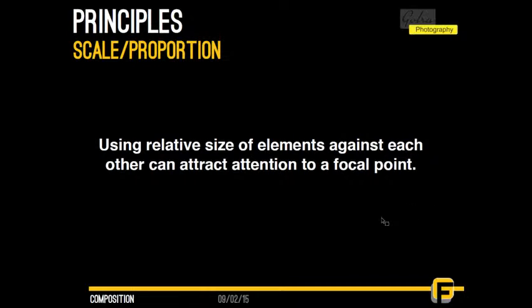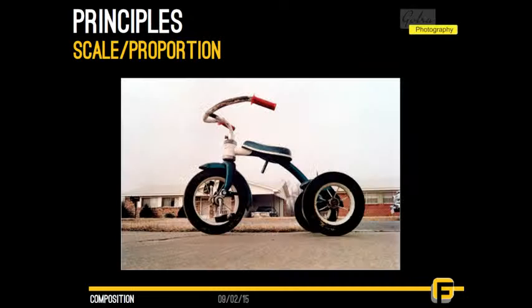Okay, now here we have scale and proportion. What is scale and what is proportion? Scale is basically the size of something. Proportion is the size of two things next to each other. Using the relative size of elements against each other can attract attention to a focal point. So let's see through the images how it can be done.